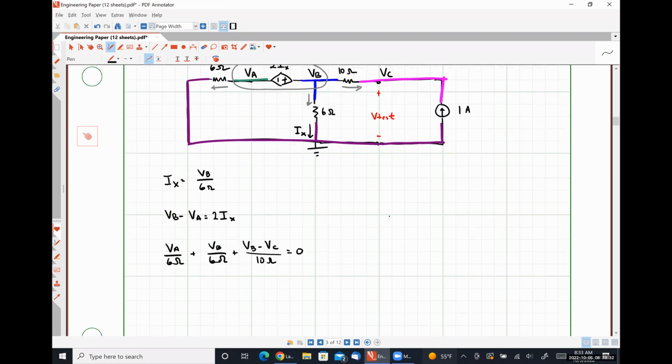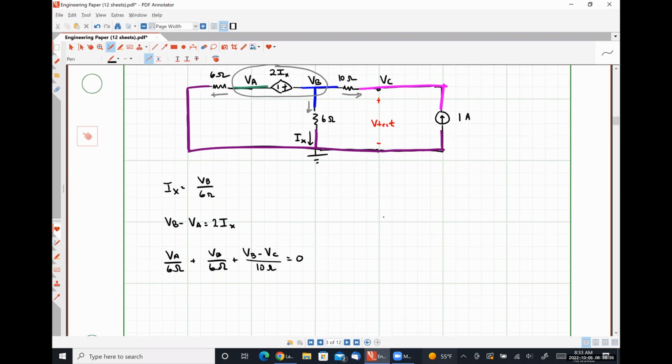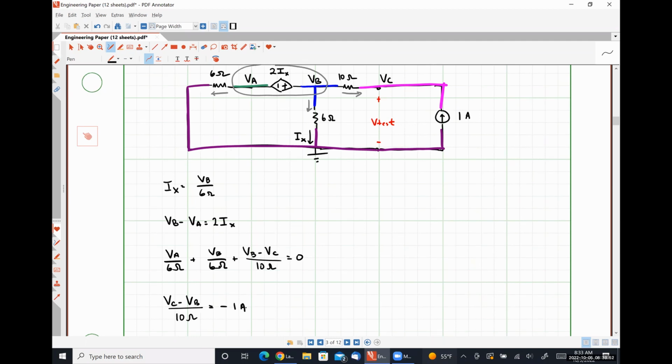And we also have a relationship from applying KCL at node C. VC minus VB over 10 ohms is equal to minus 1 amp. We can solve this system for VA, VB, VC. Somebody please tell me what we get.